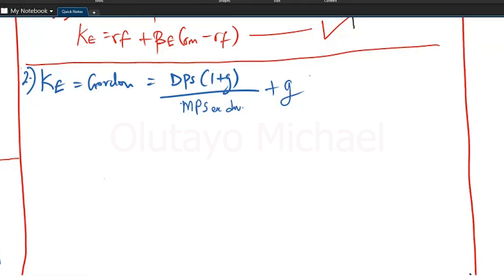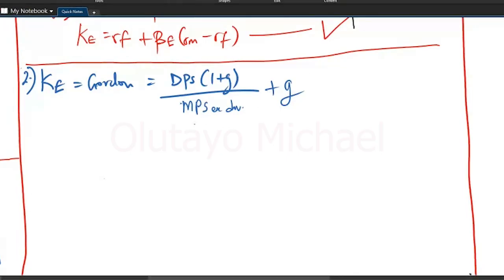And so for you to use that market price per share to compute cost of equity, you have to remove the dividend of that year from it. But if the question says market price per share ex-dividend, it means they have removed the dividend from that MPS, so you don't need to remove it again. Just use it like that.